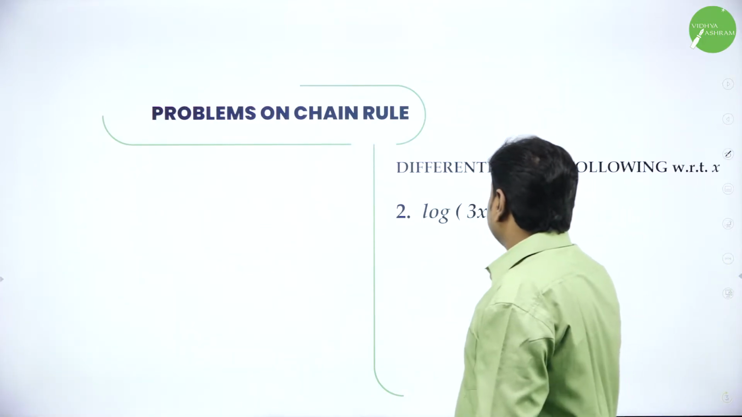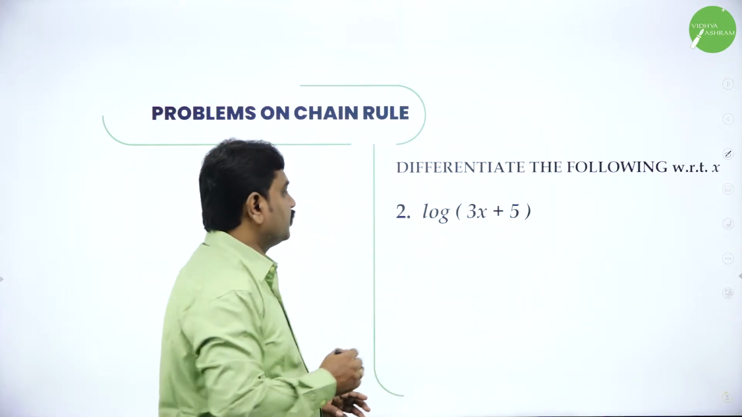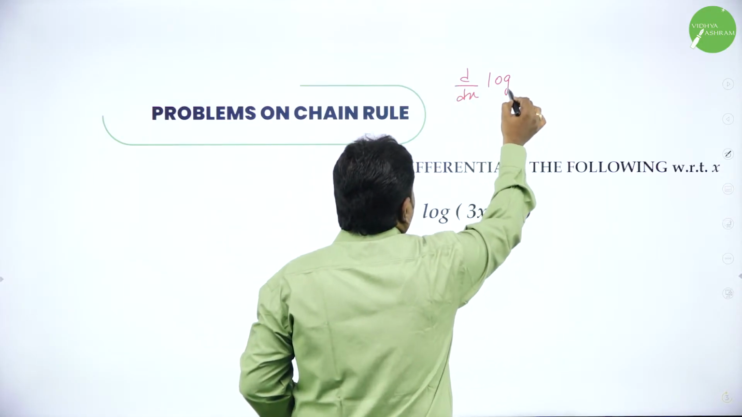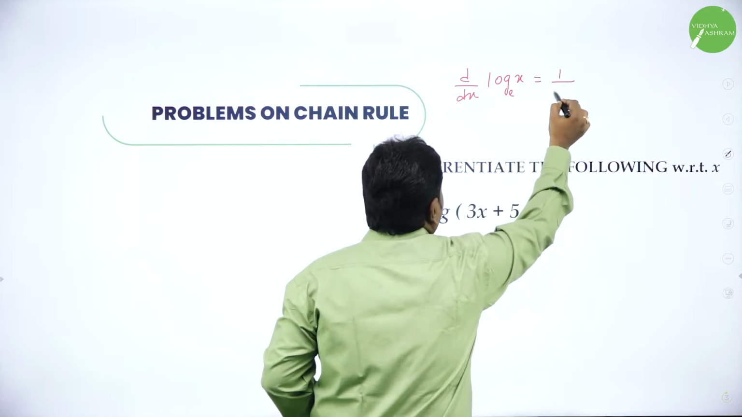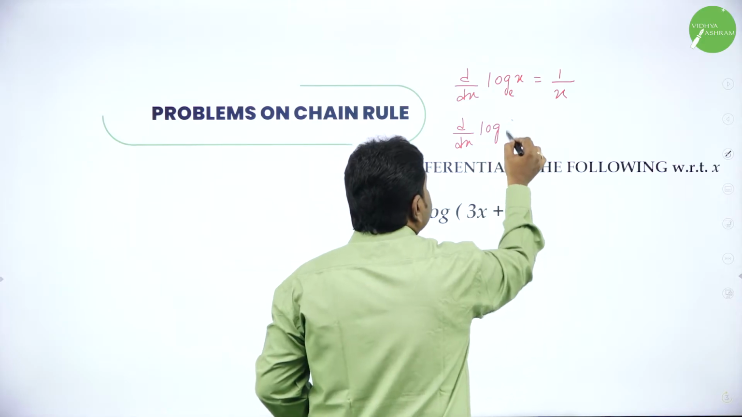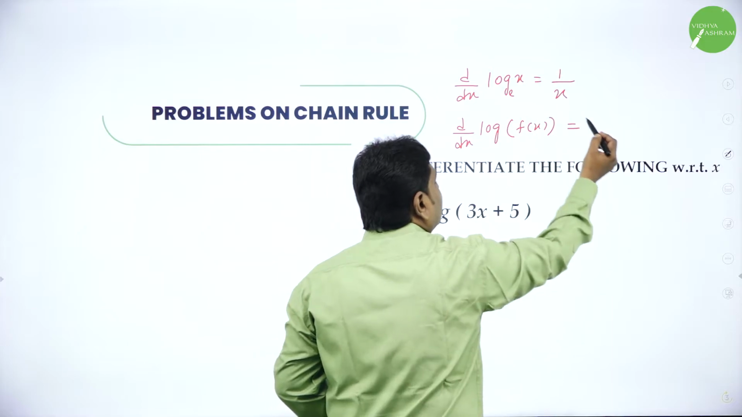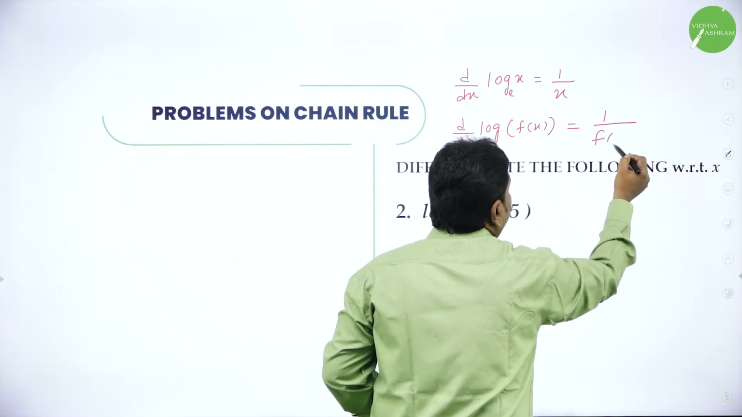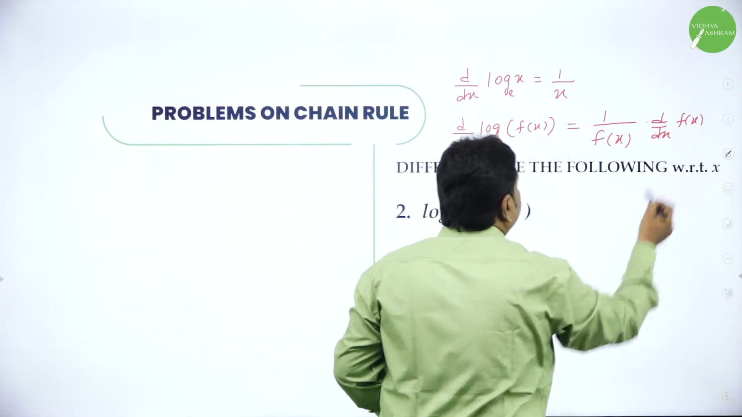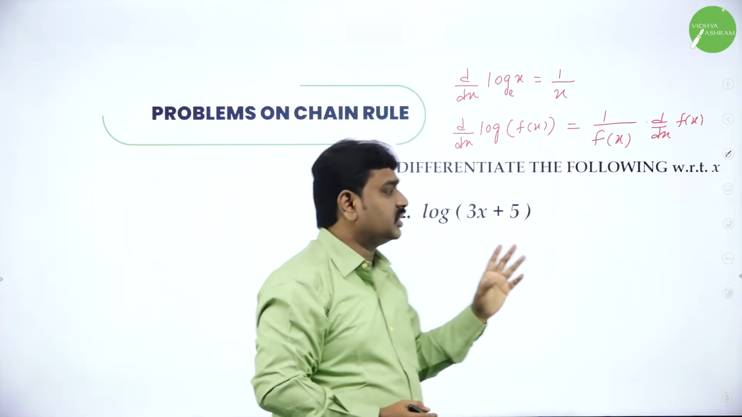Log of 3x plus 5. Next problem, if you observe, it is log of 3x plus 5. See, all of you know derivative of log x. Differentiation of log x is 1 by x. If I give log of f of x, with a function inside the log, then if log x gives 1 by x, log f of x gives 1 by f of x into d by dx of internal function, that is f of x.